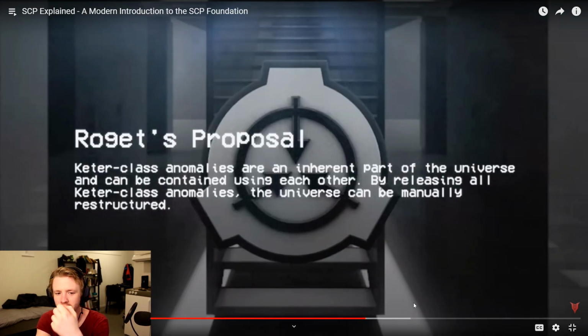I like that one, I think. I'm not gonna lie, I think I like Roget's best so far. This is pre-knowing anything about the universe, by the way, so this is a noob's take.